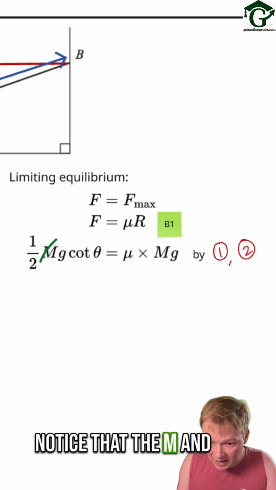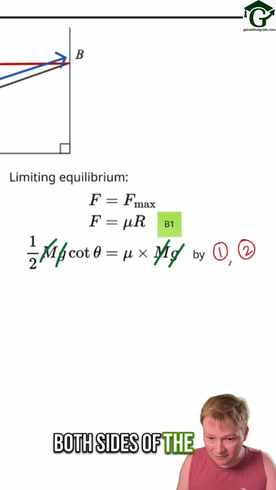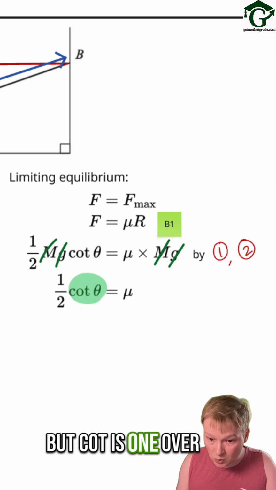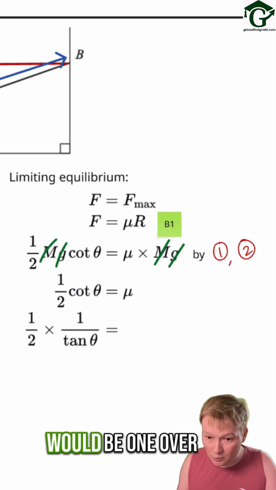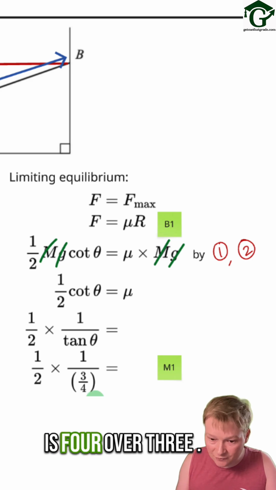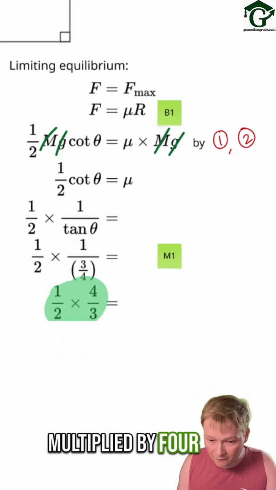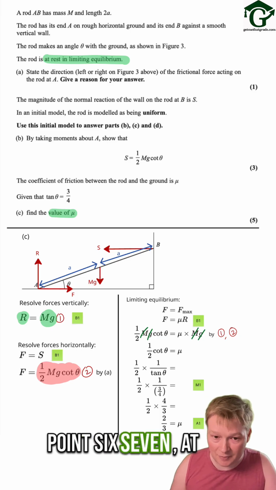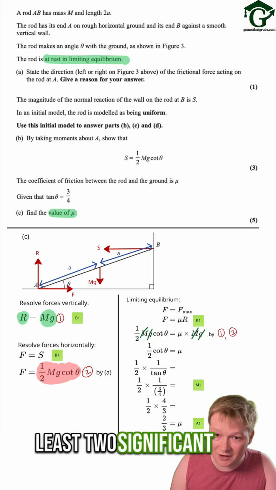Notice that the m and the g will cancel on both sides of the equation, leaving us with a half cot theta. But cot is 1 over tan, and 1 over tan would be 1 over 3/4, which is 4 over 3. So we've got a half multiplied by 4 over 3, that will give us 2/3. Or you can write 0.67. At least 2 significant figures there.